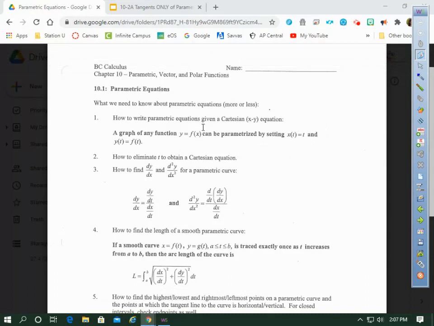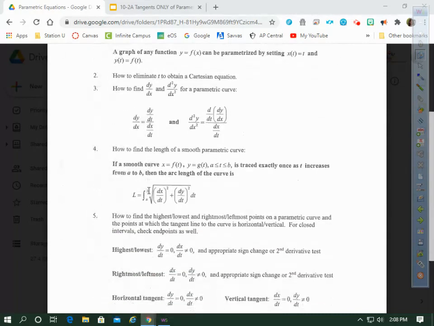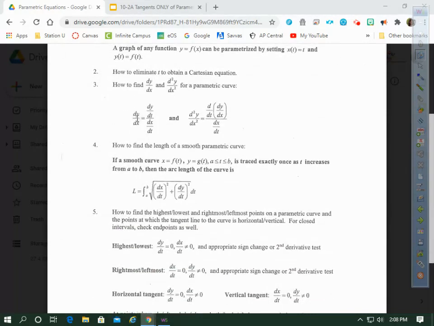We've learned how to write parametric equations given the Cartesian equation, and we've learned how to graph it by having the two equations x and y and just making a table. We've learned how to eliminate the t. So I've already done the first two. So what we're going to learn in this lesson is the next parts.